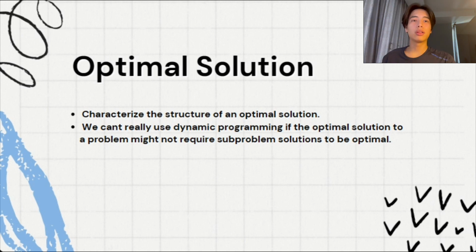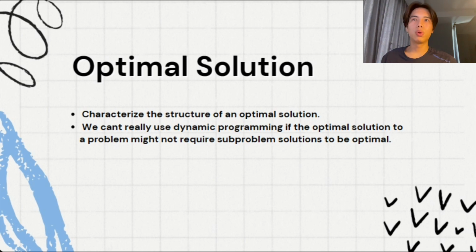Let's get into the optimized solution. The lot cutting problem is a classic optimization problem where the goal is to determine the maximum revenue obtainable by cutting up a lot and selling the pieces. And to solve the optimization problem using dynamic programming, we must first characterize the structure of an optimal solution.